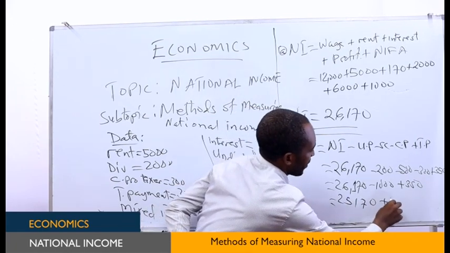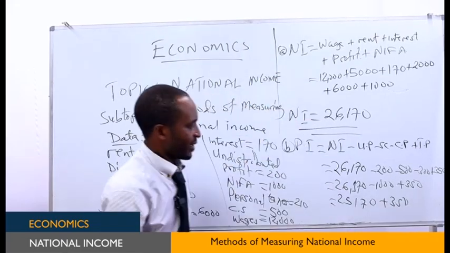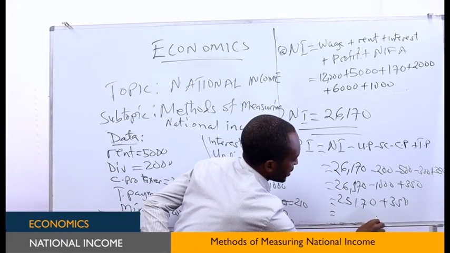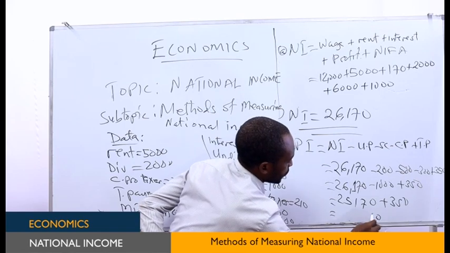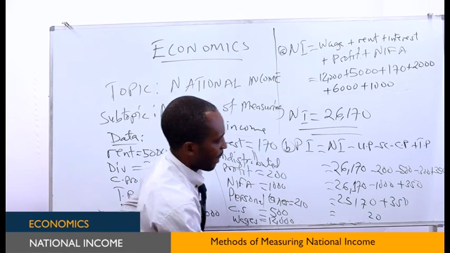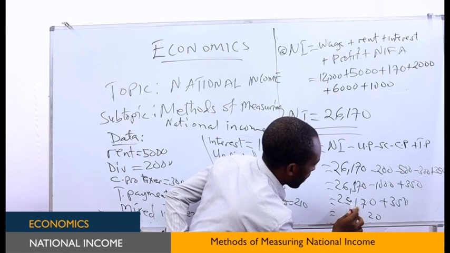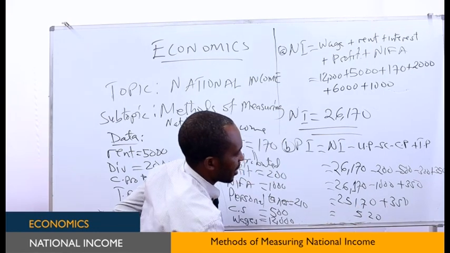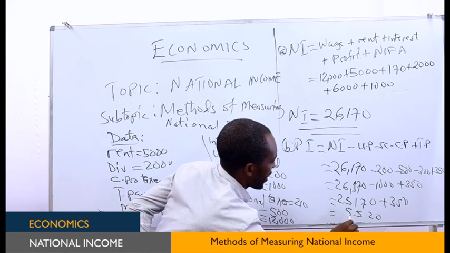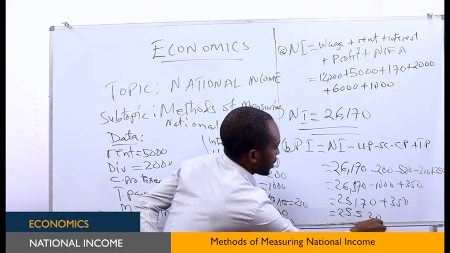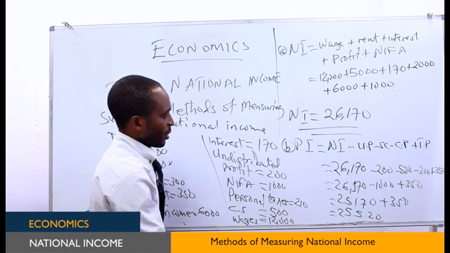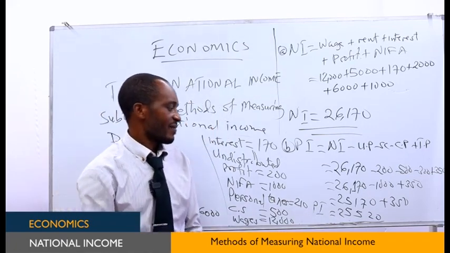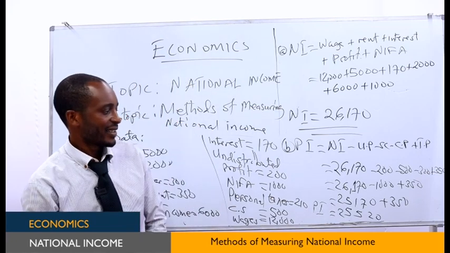25,715. Then you add up 350. Then it will be 26,065... So the personal income will be 25,520.